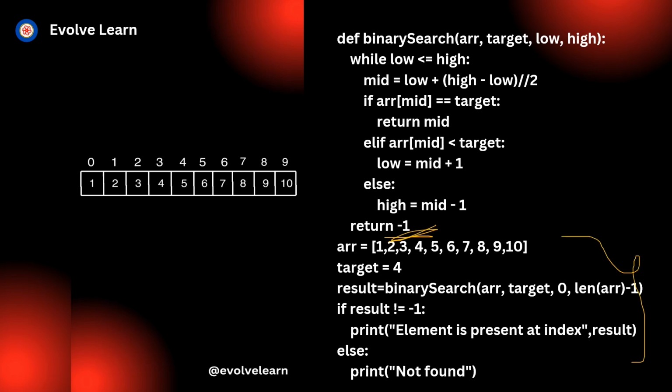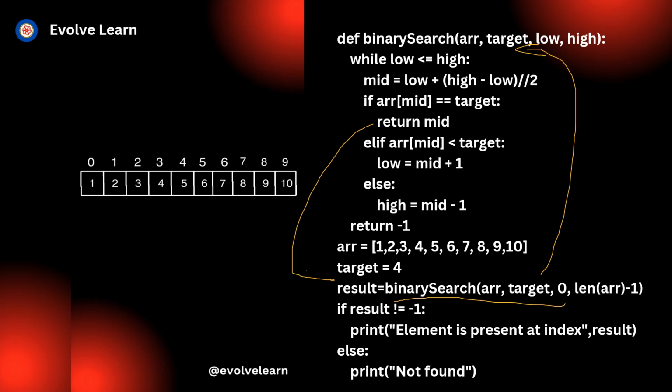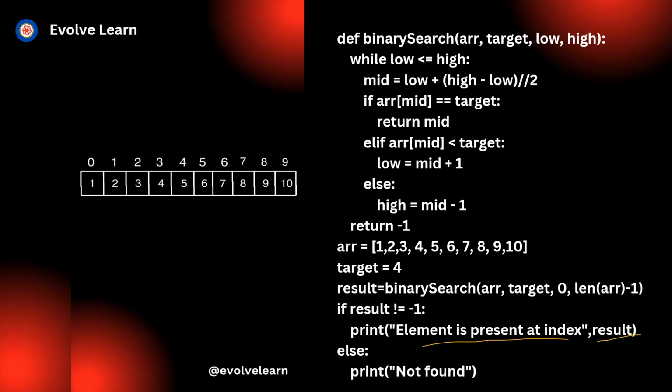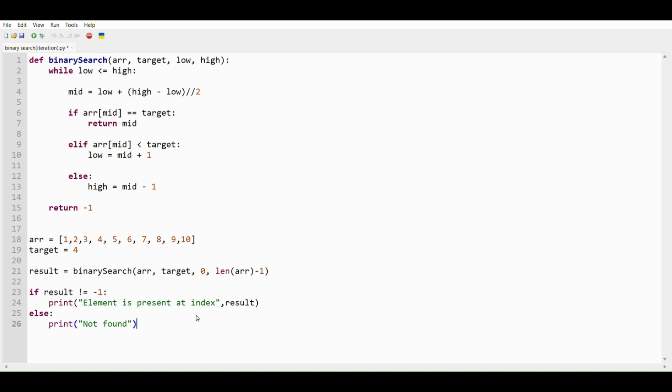And this is the code initialization part. Here we are assigning this list to this array and the target element as 4. We call this binary search function here and this code executes and the result, whether the element is found or not found, is stored in this result part. If the result is not equal to -1, then we print element is found at the index and result, else we print not found.